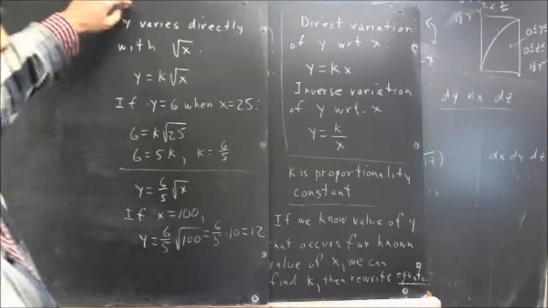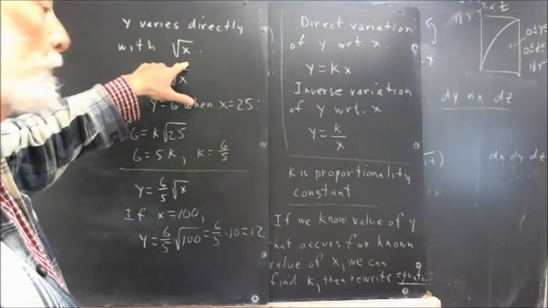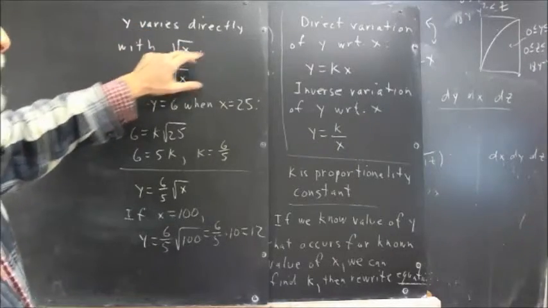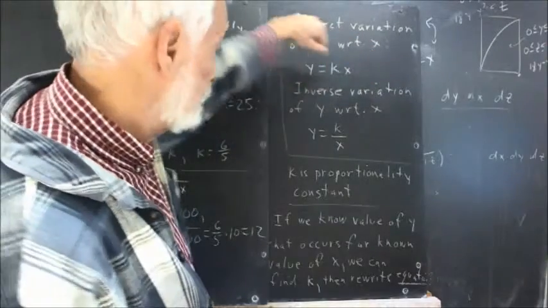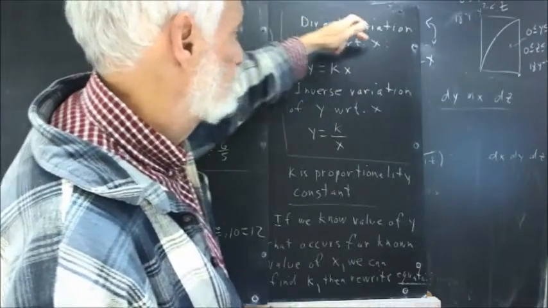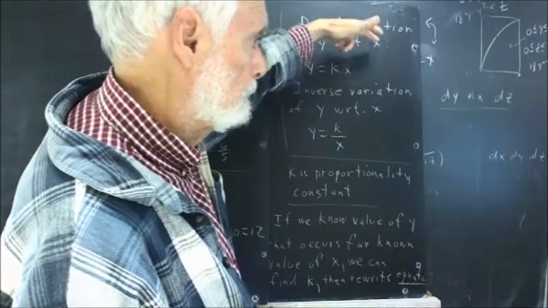Okay, let's consider y varies directly with the square root of x. Little different statement. What does that mean? Well, direct variation of y with respect to x means that y equals kx. So direct variation of y with respect to the square root of x would mean what? You can figure it out.